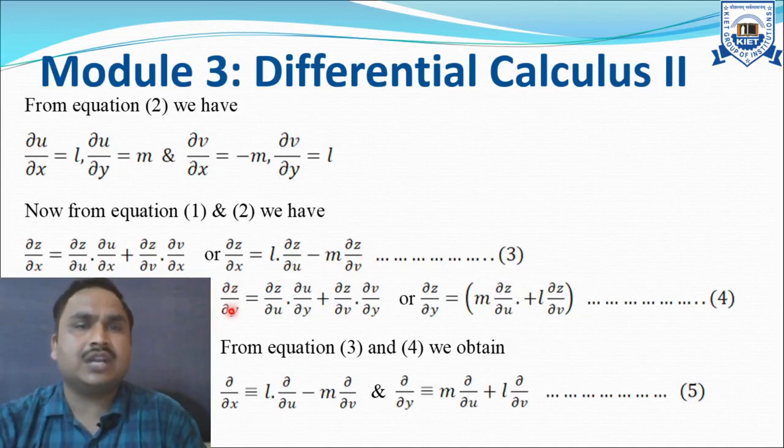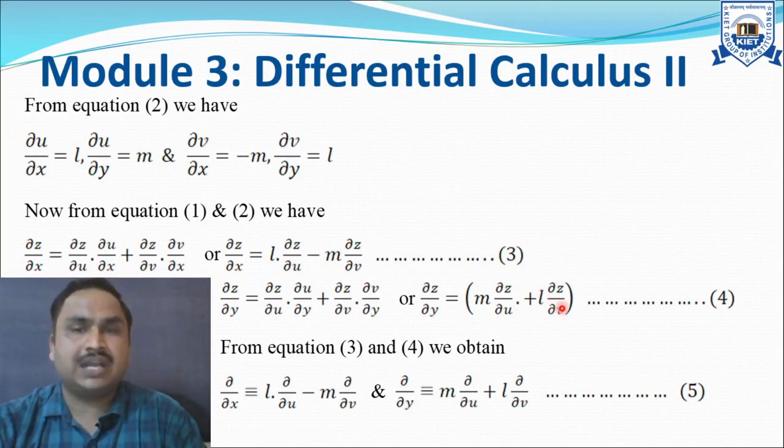Similarly, del z over del y will be equal to del z over del u into del u by del y plus del z over del v into del v over del y. Putting values of partial derivatives of u and v with respect to y, we get del z over del y equals m into del z over del u plus l del z over del v.